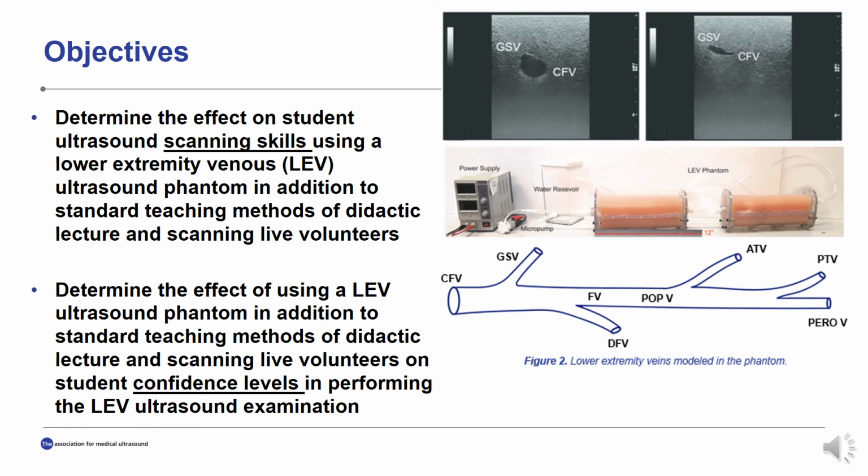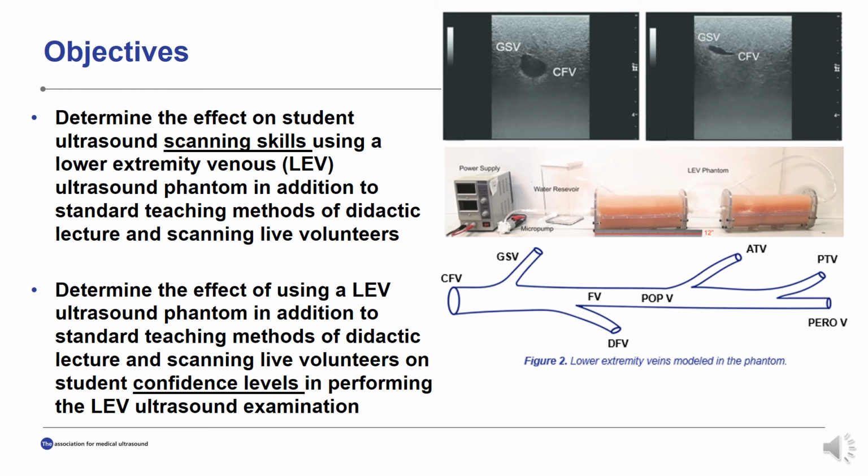And the phantom that we built, we had a power supply that was connected to a micro pump that pumped degassed water through a phantom that had a vascular venous anatomy built into a thigh component and then a calf component. The micro pump pumped the degassed water through the common femoral vein, greater saphenous vein takeoff, the femoral vein and deep femoral vein, the popliteal vein, and then the confluence of the anterior tibial vein, posterior tibial vein, and peroneal vein. The phantom was constructed to also allow transverse imaging and the ability to perform compressions, which is shown in the upper ultrasound images.